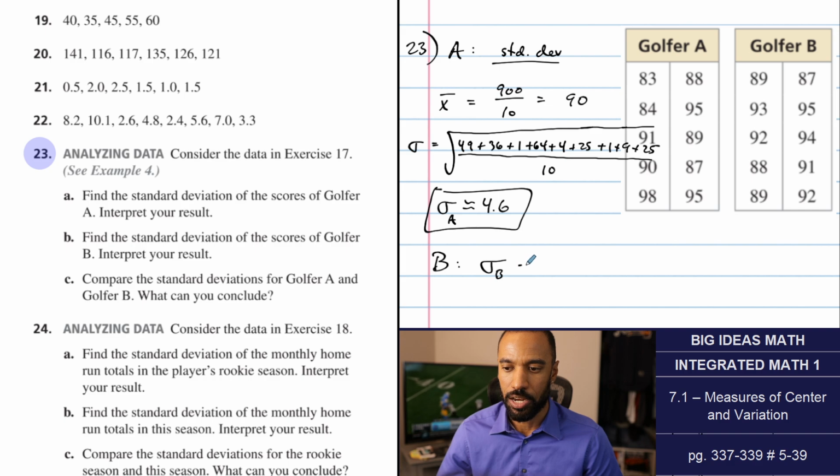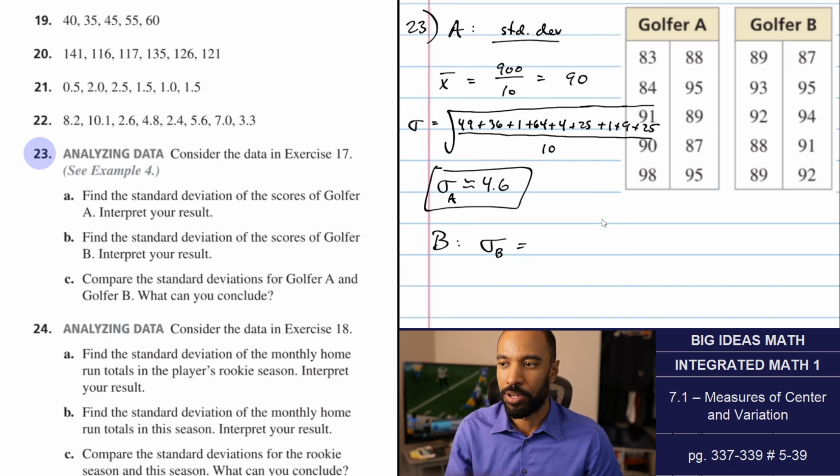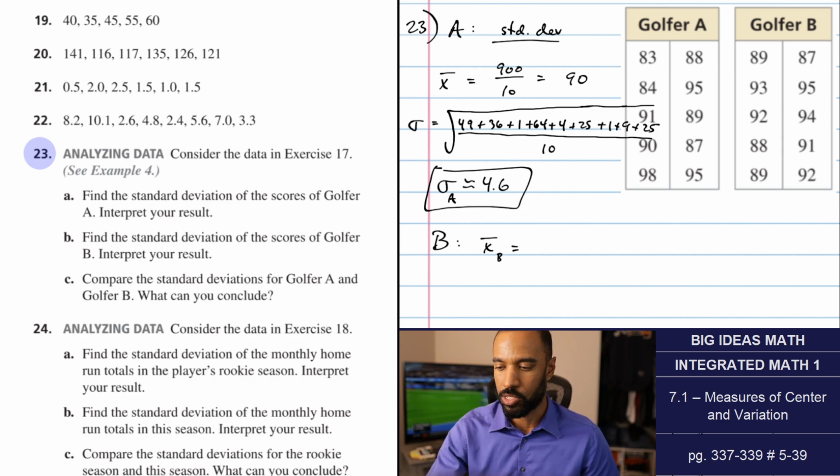So golfer B, standard deviation here. Oh, their average. We have to get their average. X bar for golfer B. We add these, so give me a moment. This is why this thing's going to take a while.